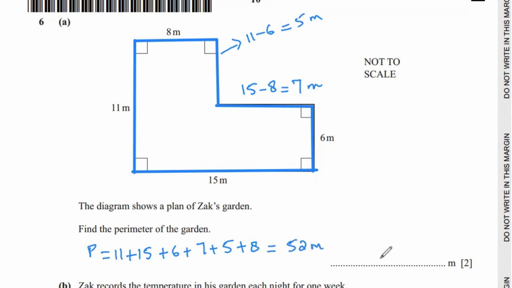52 meters. And be careful about the unit. Even though they've given the unit in this case, the perimeter doesn't have a unit of square or cube. Volume is cube, area is square, perimeter is just meter or centimeter on its own.